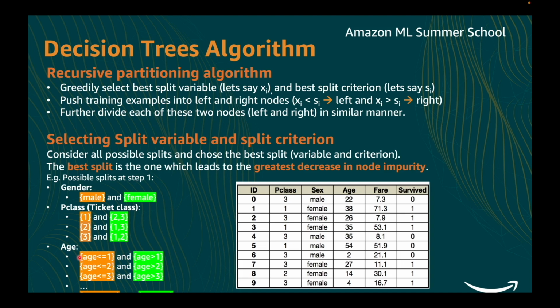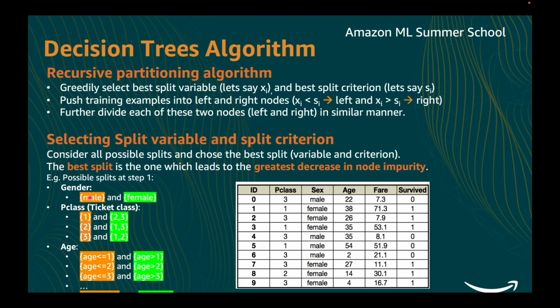It'll give us all of those, the population where the age is less than that value and the one where the age is greater than that value, right? We can also have the ticket. We can say, okay, the ticket is either 1 or it's not 1, so it's 2 or 3, right? This will be like the way we are splitting it.